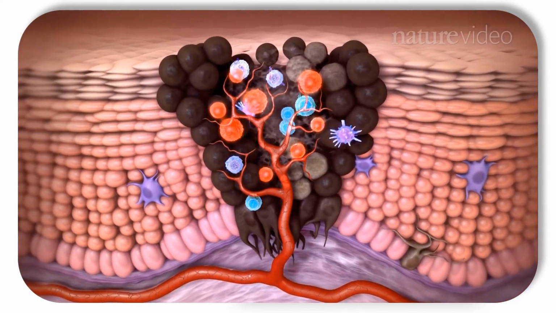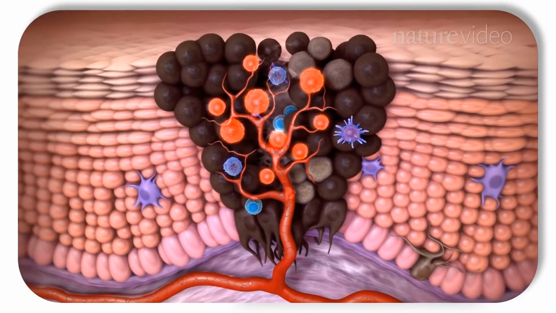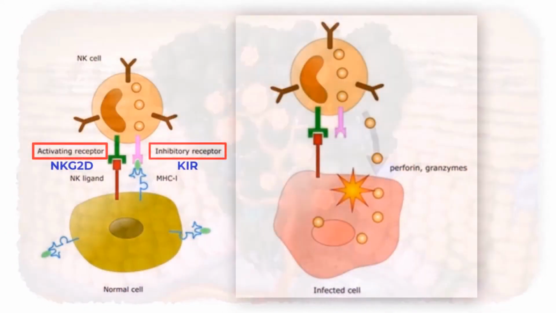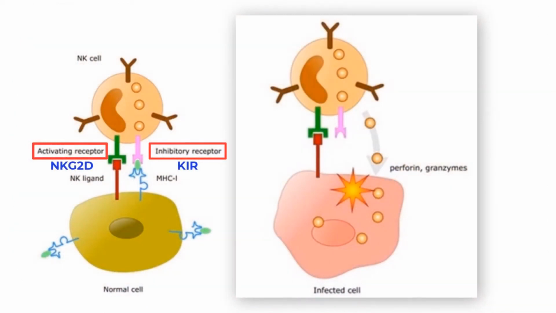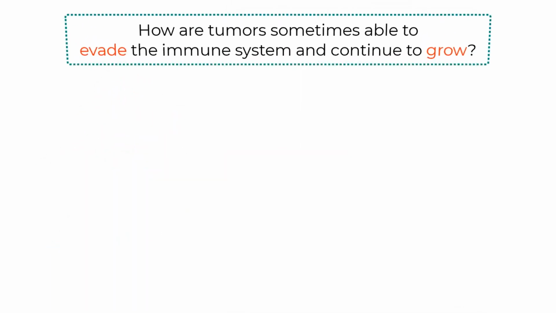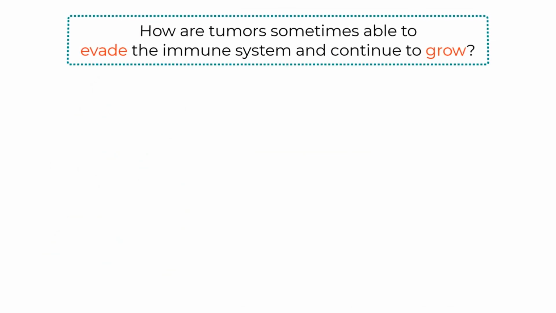Natural killer cells kill in similar ways as T cells, by releasing granzyme B or expressing the FAS ligand and inducing apoptosis of the cancer cell. While cancer cells may fail to properly produce MHC1 and not be killed by T cells, this same lack of MHC1 makes cancer cells exposed to being killed by natural killer cells. How are tumors sometimes able to evade the immune system and continue to grow?